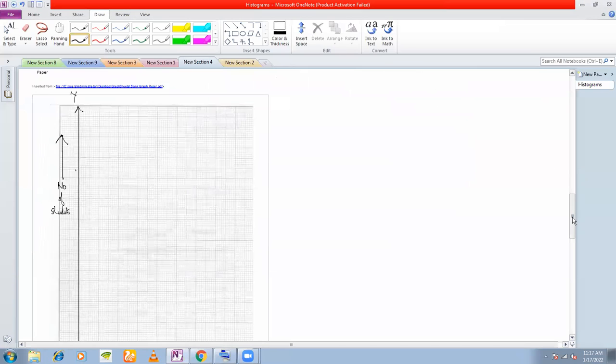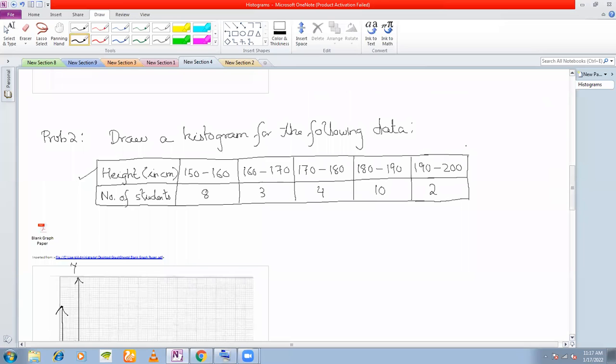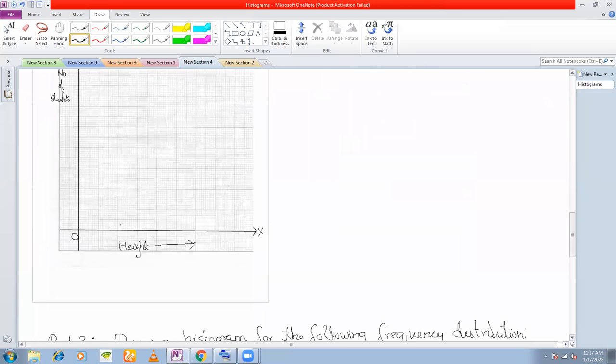Now, if you see, height starts from 150, it does not start from 0, right? So what should I do? It starts from 150 and ends at 200. So I'll have 150 here. Next is 160, next is 170, 180, 190, and then I have 200. Because I have not started from 0, I'll give a small zigzag line here to denote that whatever is in between, we are not concerned about it.